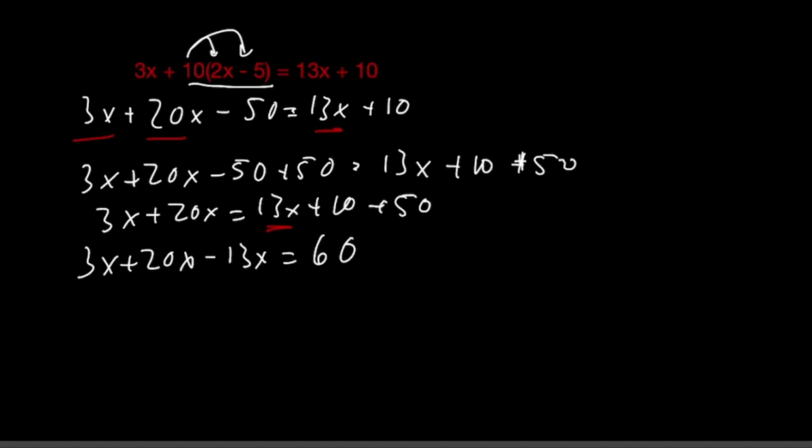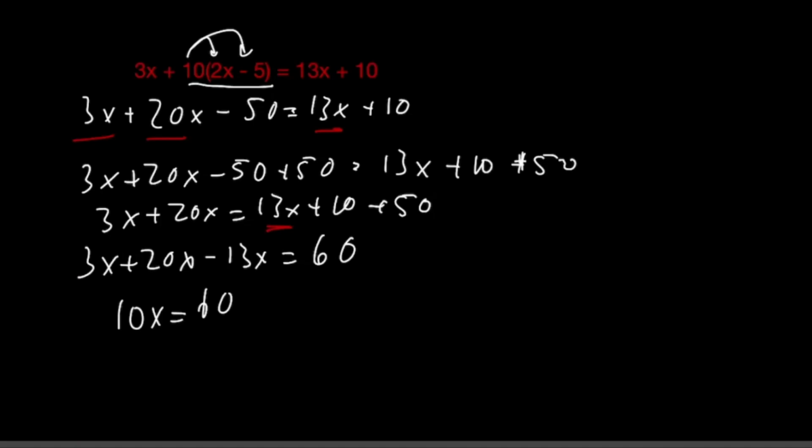Now we have all like terms on each side, right? We can add them now. So 3x plus 20x, which is 23x, minus 13x, that's going to equal 10x, right? So we have 10x equals 60, right?